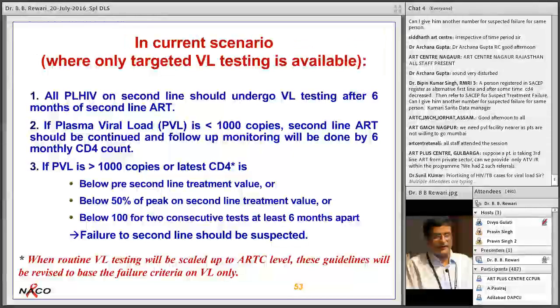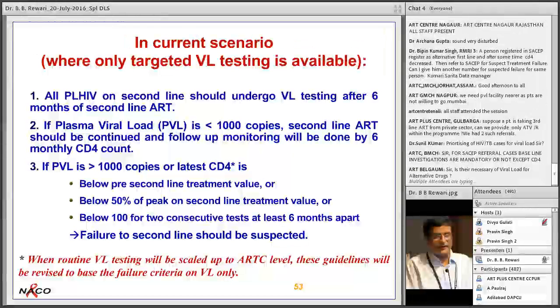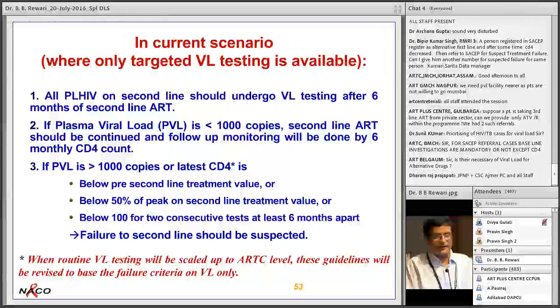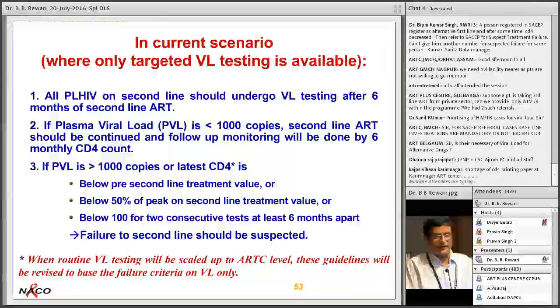Current scenario, we are talking only targeted viral load is available. As of now, we have targeted viral load. All PLHIV on second line should undergo viral load testing after 6 months. If viral load is less than 1000, it is continued. But if it is more than 1000, then again we look back to CD4. This is not optimal, but we again look to CD4. Whether this CD4 is below pre-second line treatment, below 50%, below 100 for 2 consecutive tests, then it should be suspected as a second line failure.